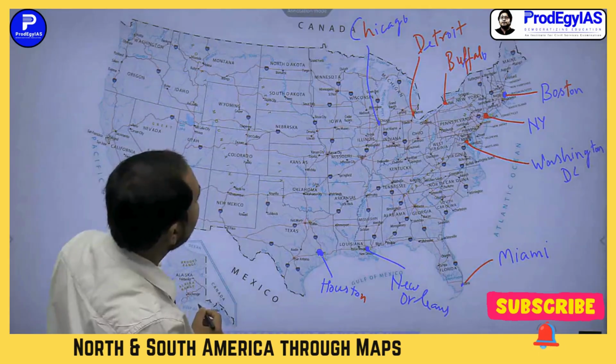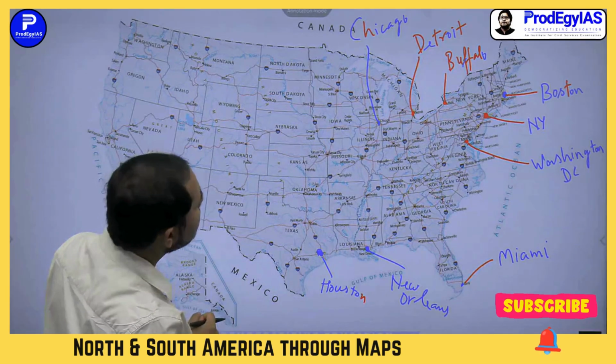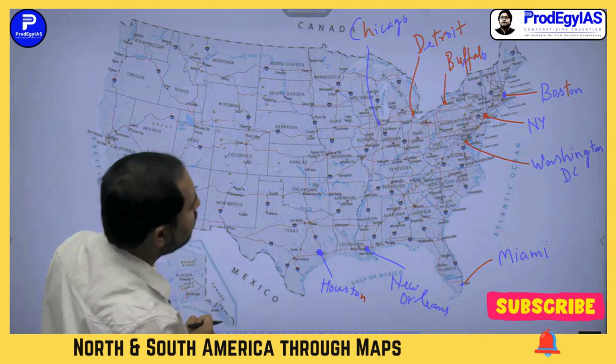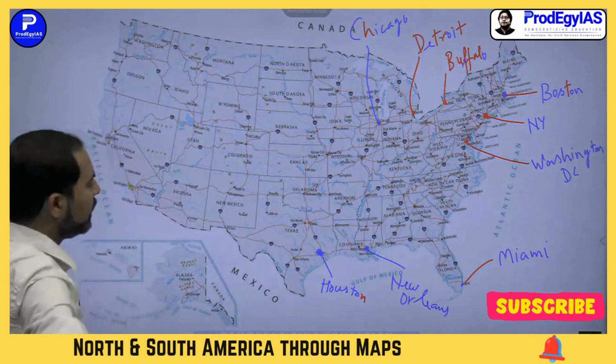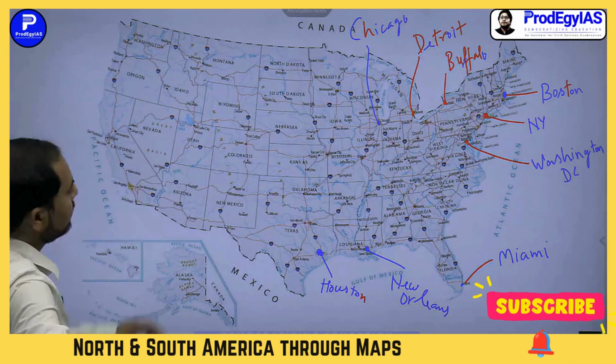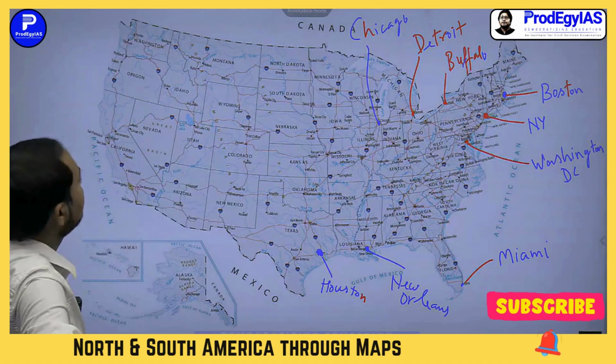Then tell me more names of important cities. Mississippi. Yeah, but it is more important regarding the river. Colorado. Colorado is a plateau. Okay, it is a region and also a plateau. We'll see them on the physical map of USA.